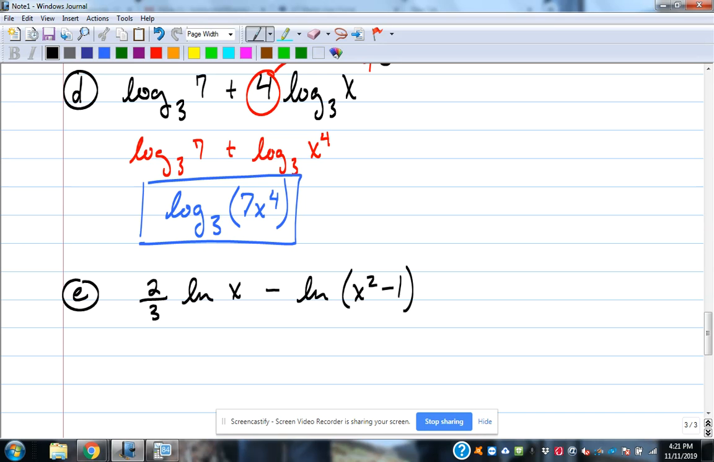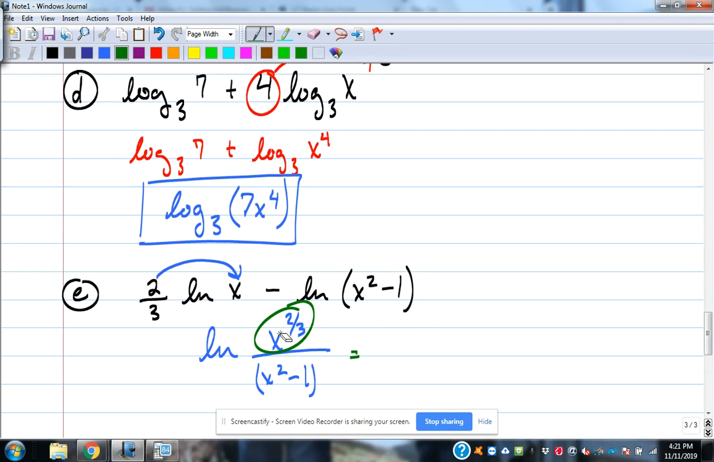What could you do to this one to condense it into one single logarithm? Okay, so 2/3 pops up there. Since it's subtraction, the x squared minus 1 is going to end up going on the bottom. Now, we could take this a little bit further and undo that x to the 2/3 if we wanted to rewrite that with roots.